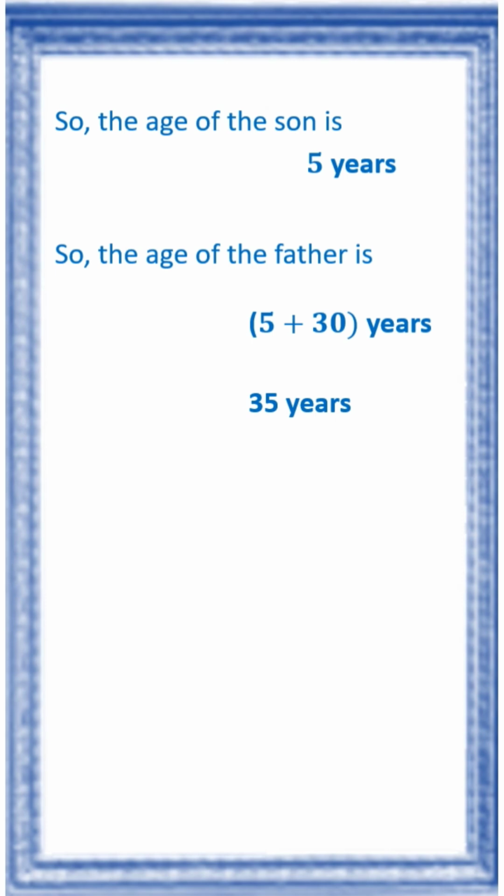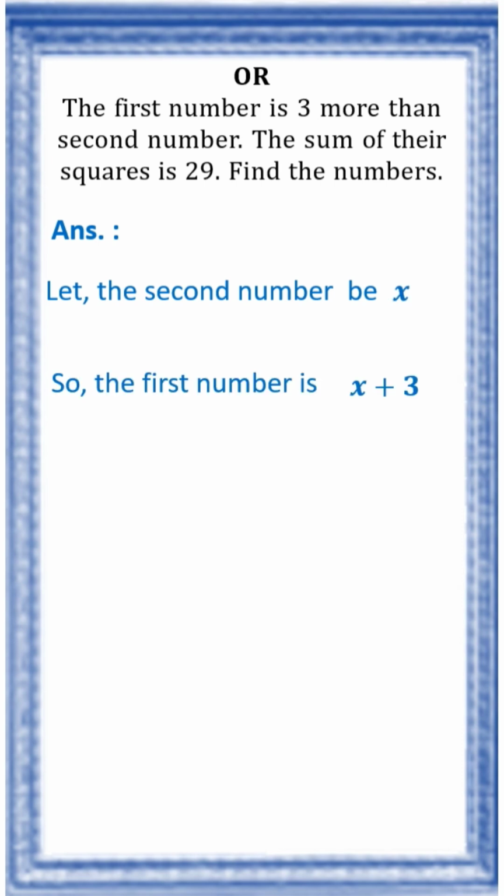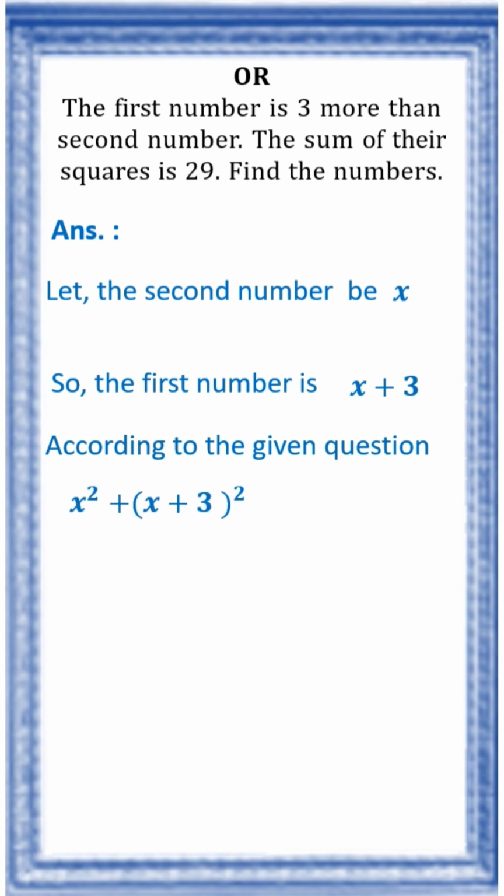Okay. Now let us solve the alternative question. The first number is 3 more than the second number. The sum of their squares is 29. Find the numbers. As usual, let the second number be, here the second number is simpler. The first number is 3 more than the second number, so we keep the second number as x. Now the first number is what? x plus 3. According to the question, what happens? The sum of their squares means x square plus x plus 3 the whole square is equal to how much?